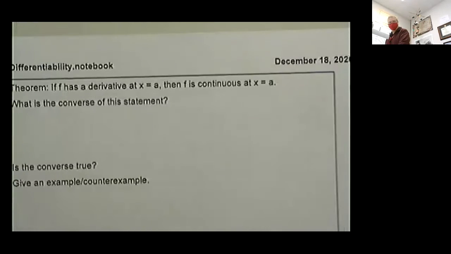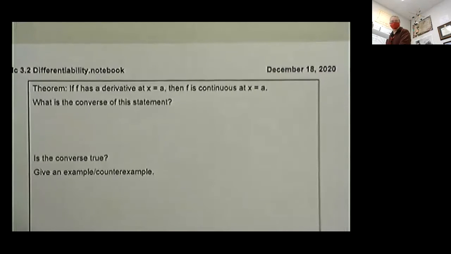Finally then, let's look at a theorem. The theorem says if f has a derivative at x equals a, then f is continuous at x equals a. So the only way that a function can be differentiable is if it has a derivative at every single point. The only way it can have a derivative at every single point is if f is continuous.